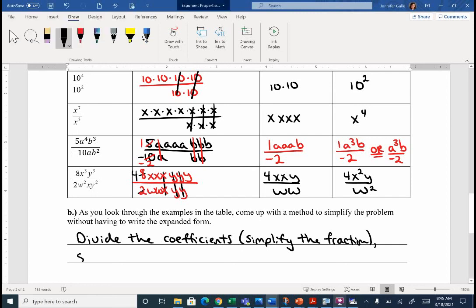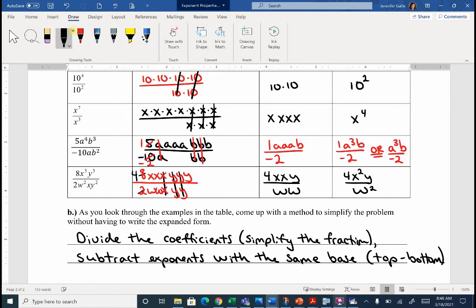And then we subtract exponents with the same base. And I'm going to put a little side note here. It's always top minus bottom. So those are our different properties. You guys have the shortcuts. The expanding out part, I always like showing that so you know where the properties come from.